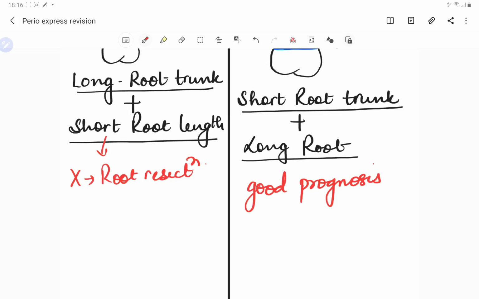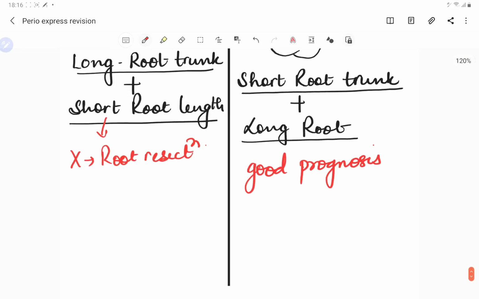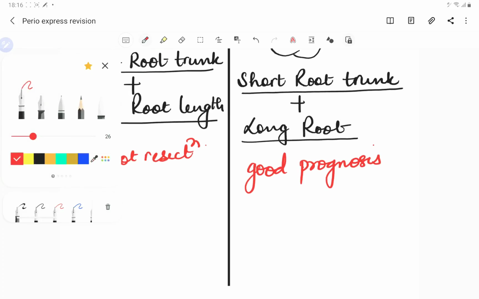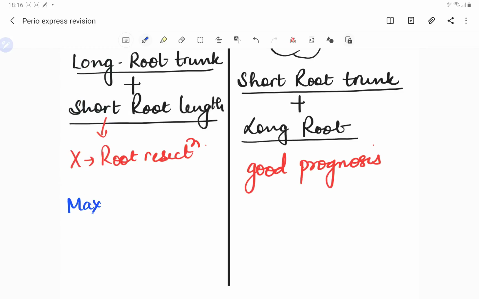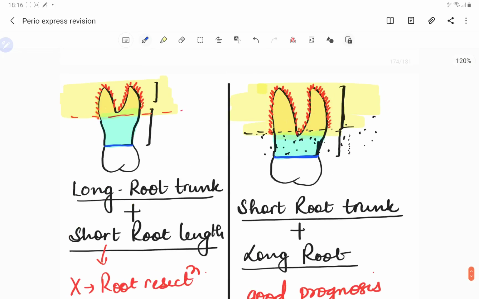And I'm going to tell you one example of this particular kind of situation, which is our maxillary first premolar. So a maxillary first premolar has got the longest root trunk. So there is the least furcation involvement. But again, if the furcation involvement occurs, then there is a poor prognosis. I hope that you guys are understanding it. If there is a furcation involvement, if there is involvement up till here, then there is a poor prognosis, right?